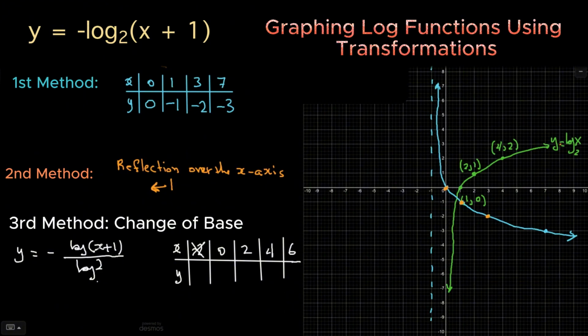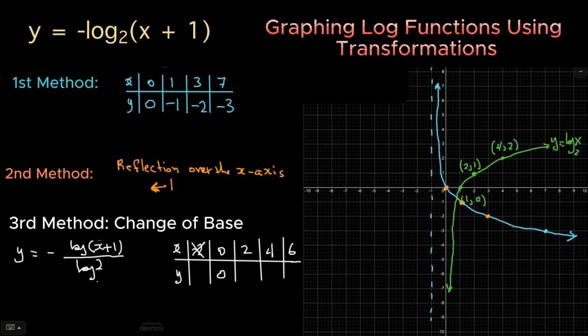Now he's going to put 0 in there, and then he's going to get log 1, because when you put 0, x plus 1, 0 plus 1 is 1. And then if you do log 1 in your calculator, you're going to get 0. 0 divided by anything, like log 2, is going to give you 0. So you're going to get that.